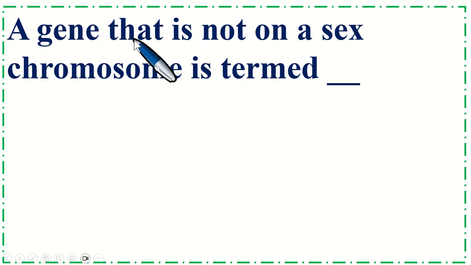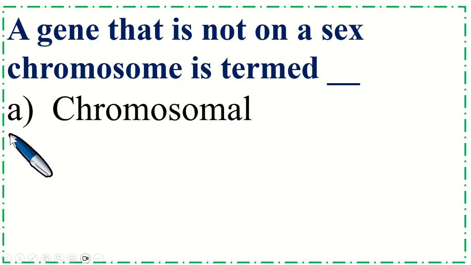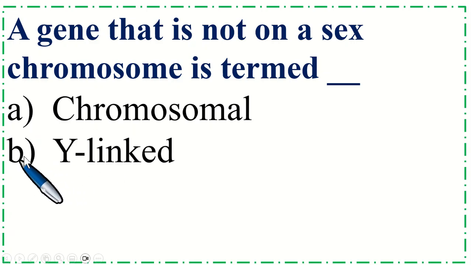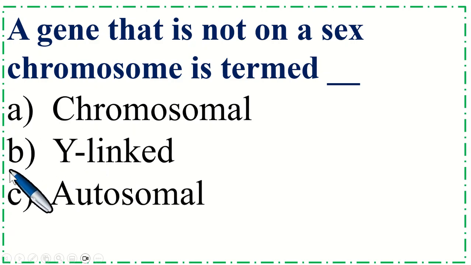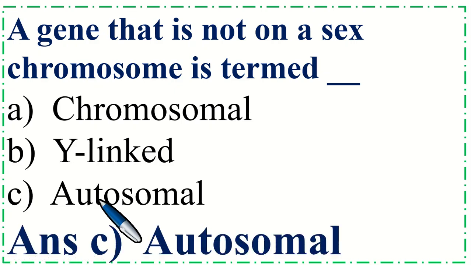A gene that is not on a sex chromosome is termed as option A, chromosomal. B, Y-linked. C, autosomal. Correct option is C, autosomal.